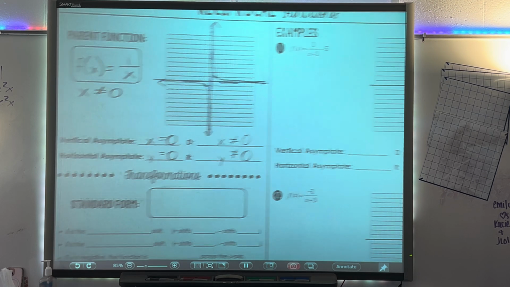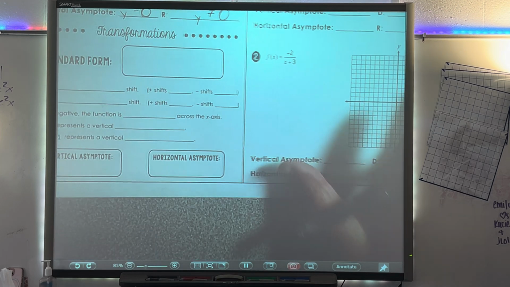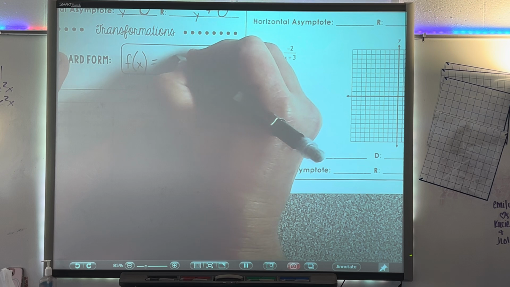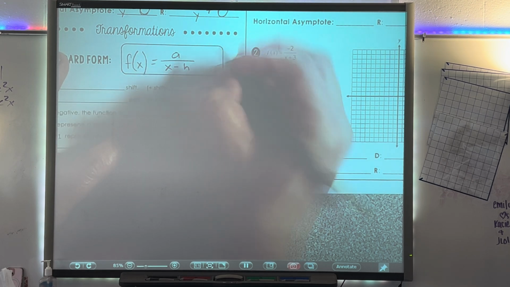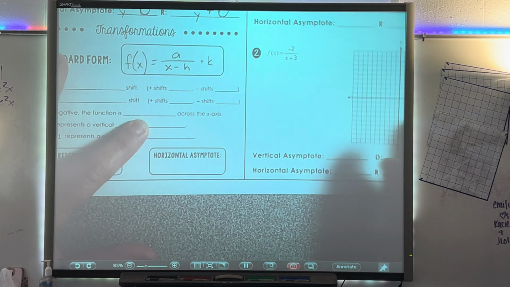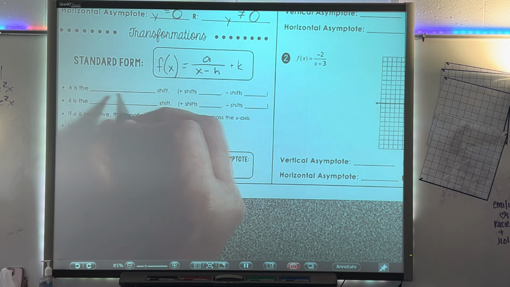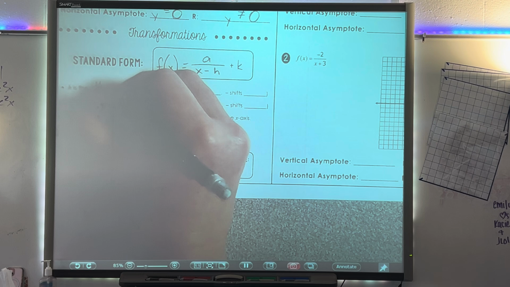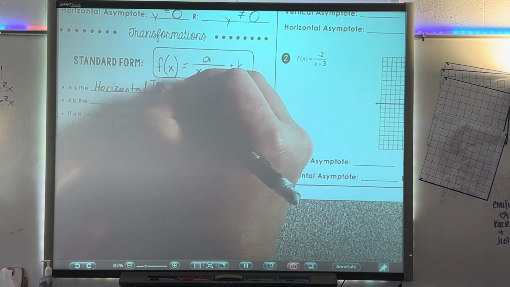Everybody's good? Okay. Then here we have our transformations. I had f of x is equal to a, which is a shrink or a stretch, over x minus h, plus k. These are transformations. Y'all should be familiar with all of them. Remember, h is a horizontal translation.